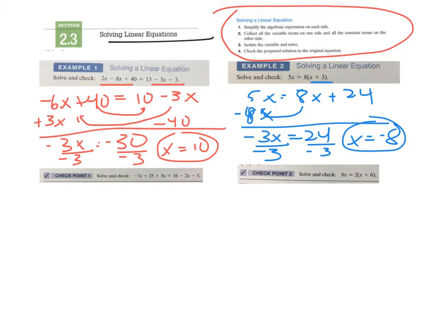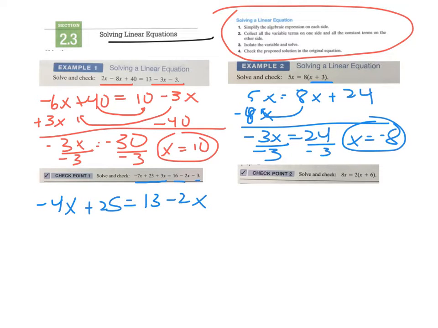So down here, we're going to do the same thing. Combine my like terms. So negative 7 and 3 will give me a negative 4x plus 25 equals, and the 16 and negative 3 get combined. So that's 13 minus 2x.